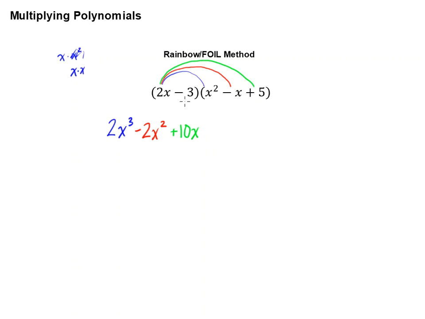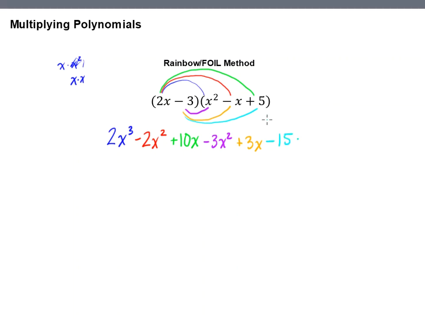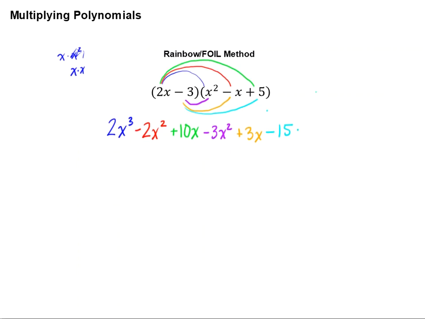So I have to do the same thing with the negative 3. So negative 3 times x squared is negative 3x squared. Then I have to multiply the negative 3 to the negative x. Negative 3 times negative x is positive 3x. And negative 3 times the positive 5 is negative 15. And there's my answer so far. I just need to simplify now, combine like terms and the like, but I am done with the multiplication aspect of this problem.